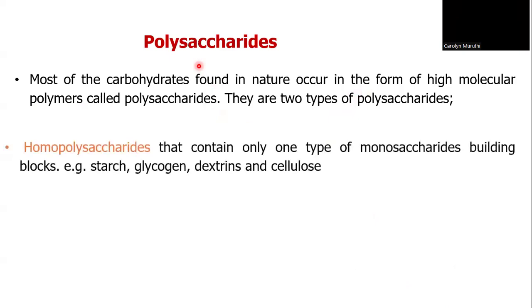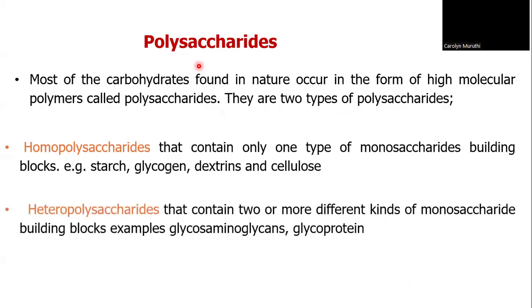We have homopolysaccharides. When you talk about homopolysaccharides, we're talking about monosaccharides as the building blocks of these polysaccharides, but it's only one type of monosaccharide. When you're talking about heteropolysaccharides, these polymers contain 2 or more different kinds of monosaccharides as building blocks. And you're going to look at each in detail.